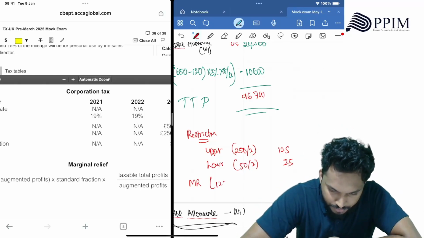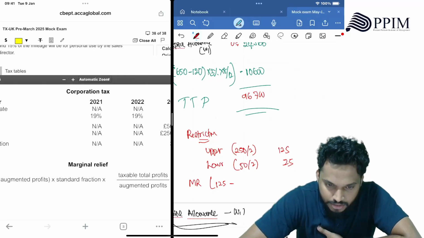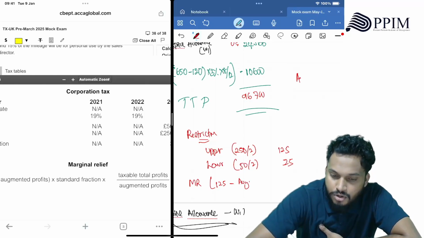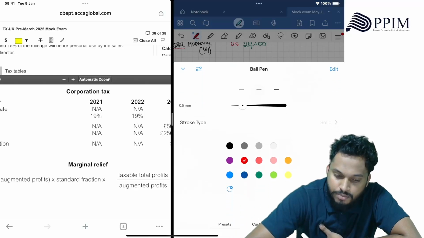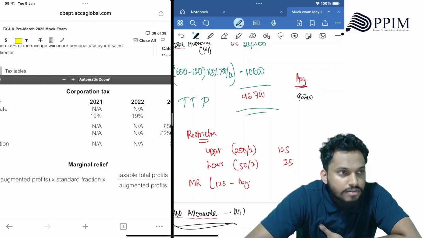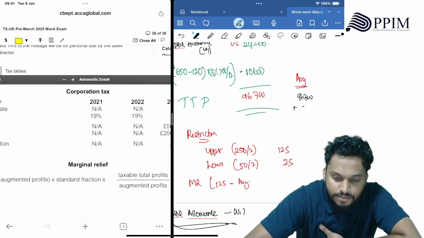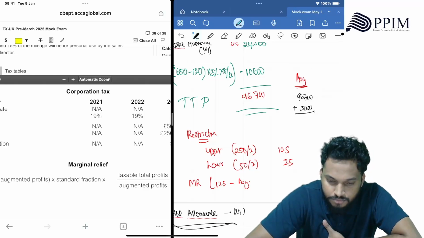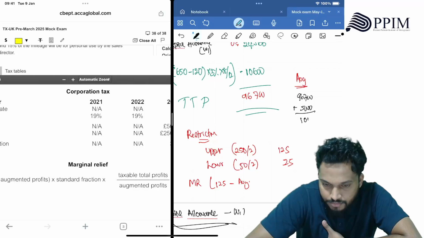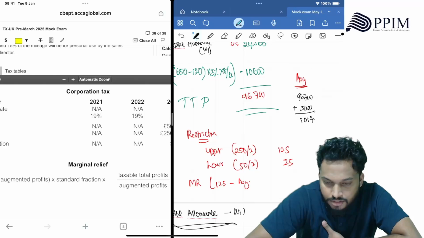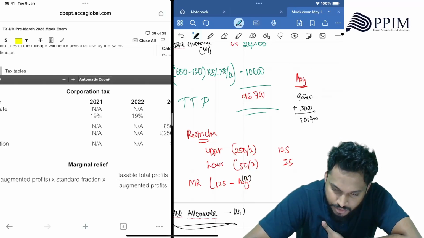Your marginal relief is what? From 125, you need to deduct the augmented profit. So your augmented profit needs to be 96,700 plus the dividend, 5,000. That is 101,700.